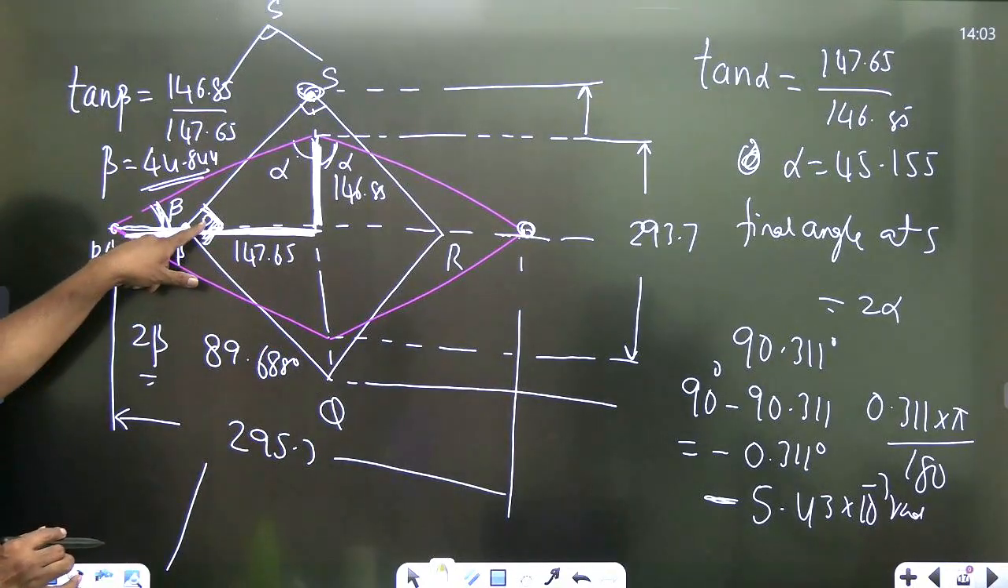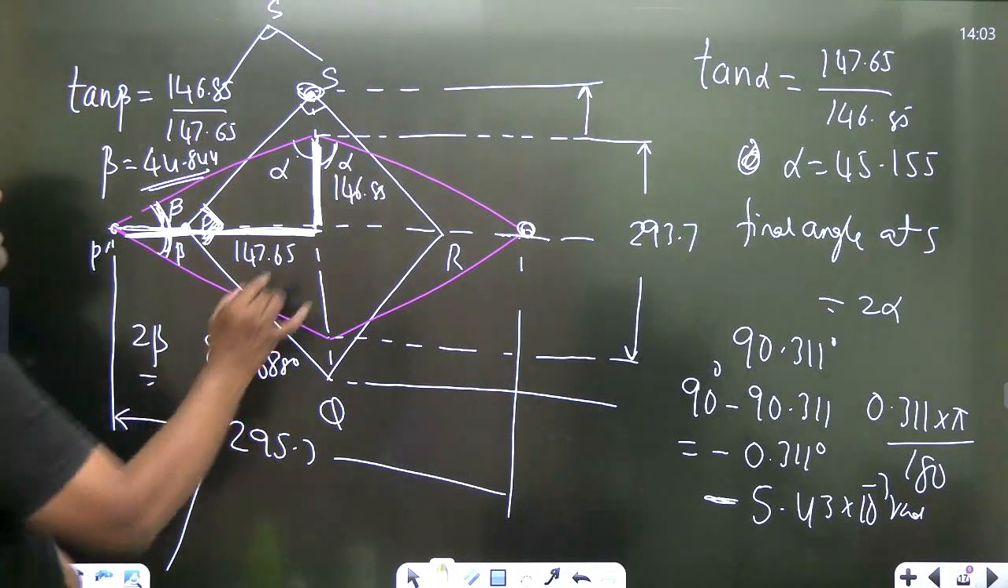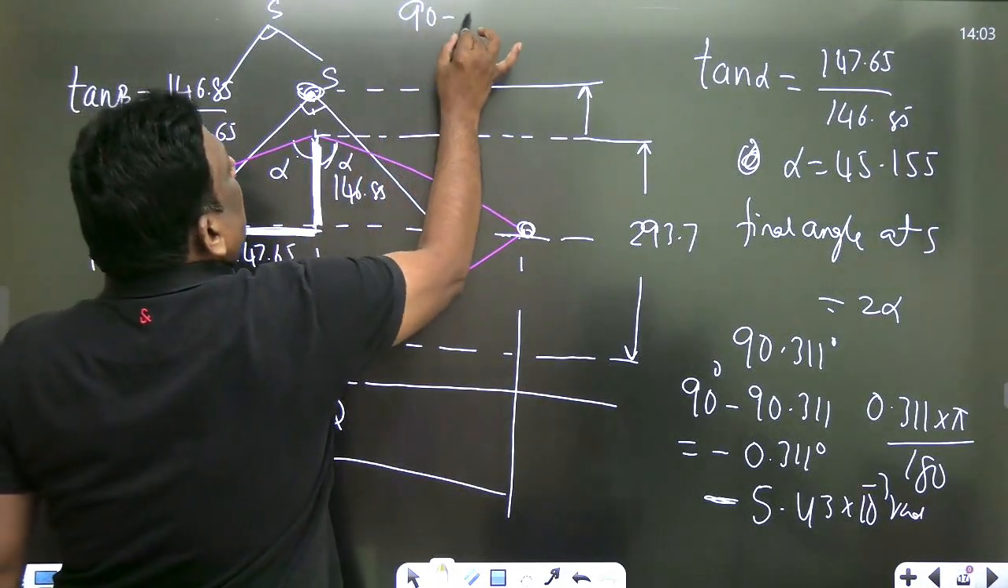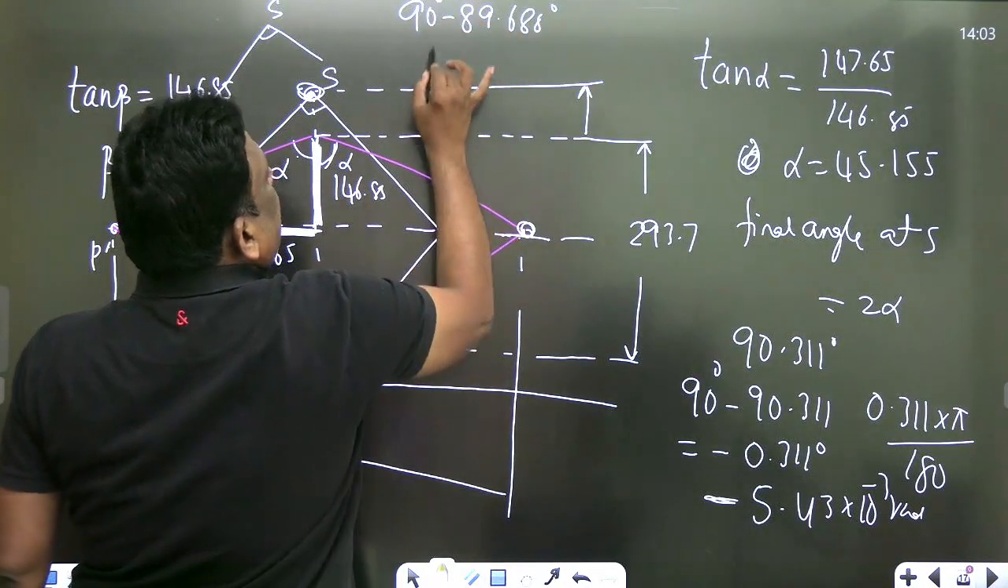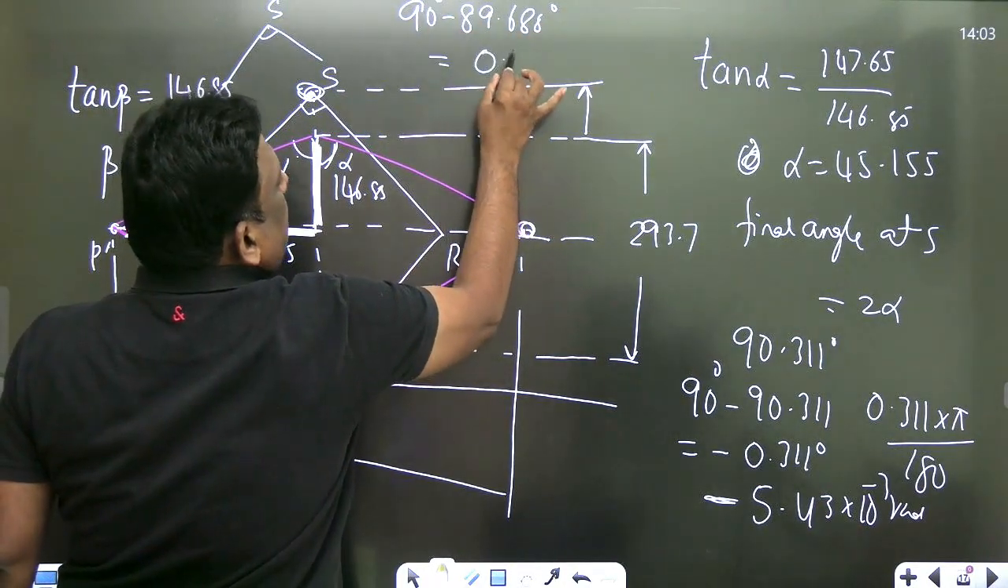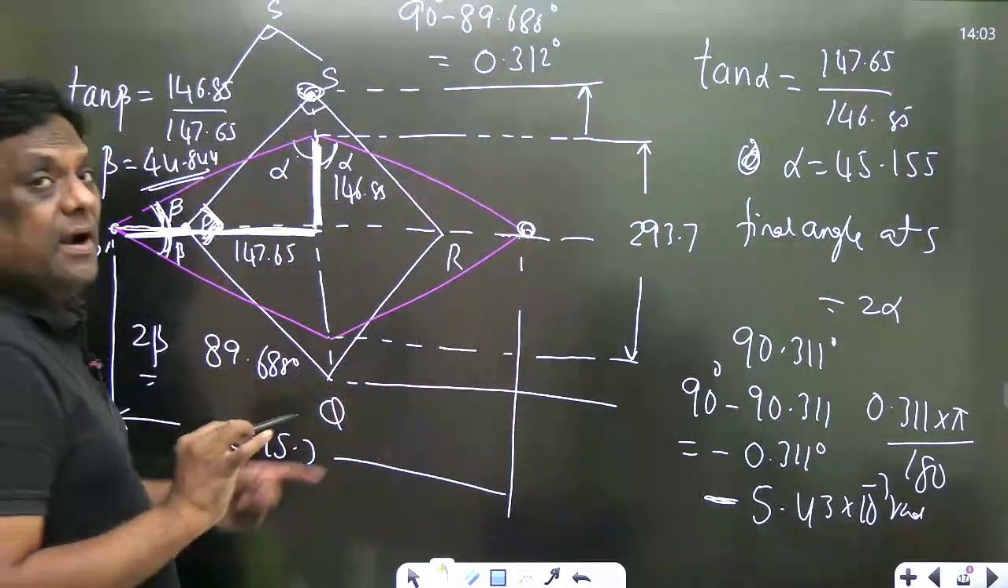So the original angle is 90, the new angle is 89 point something. What is the change? The change will be 90 minus 89.688. But please note down that these are in degrees. So this comes out to be 0.312 degree.